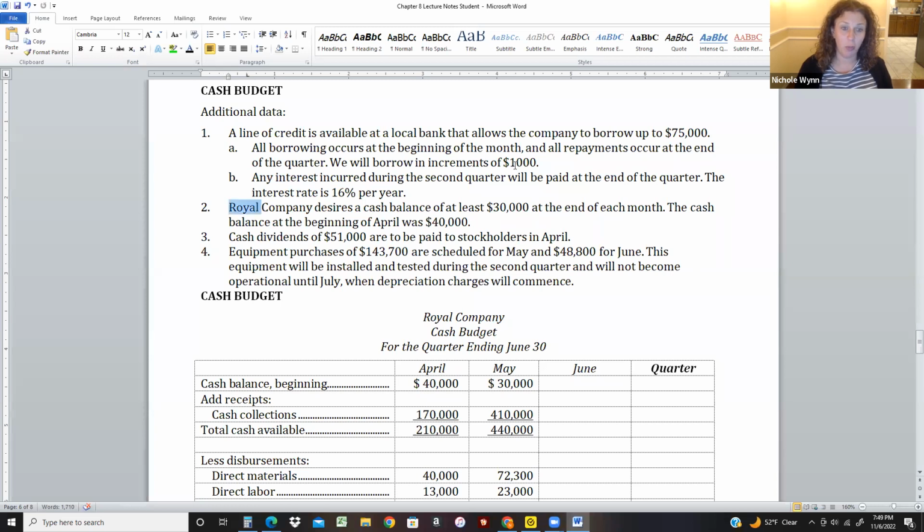And we are going to want at least $30,000 on hand at the end of each month. If we don't have $30,000 to start the next month, we are going to borrow in increments of $1,000. Cash dividends of 51 are going to be paid in April, and all the months to pay a dividend. April, that was the month I've been worried about, right? So that's rough. But if we always pay dividends in April, it's not like we can just not pay dividends and then the owners will be like, what's going on? We need to pull our money.